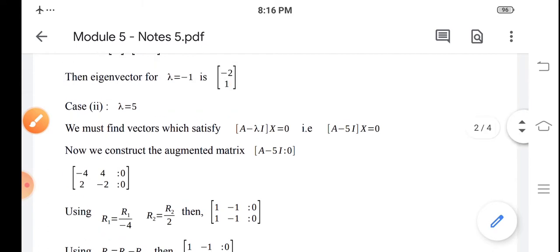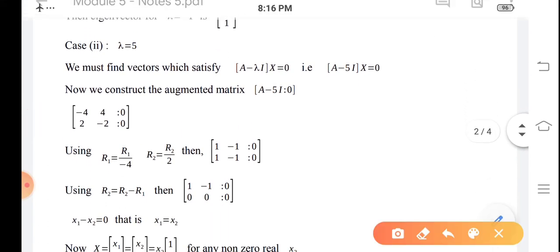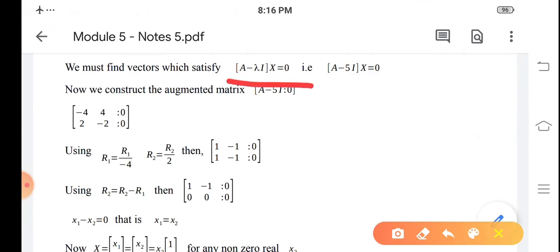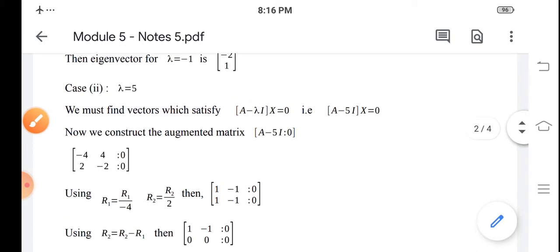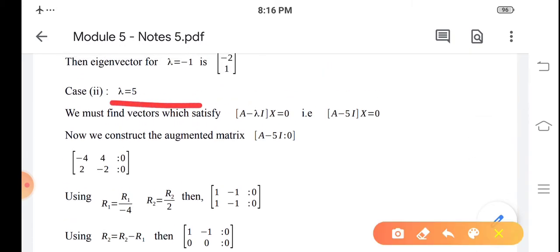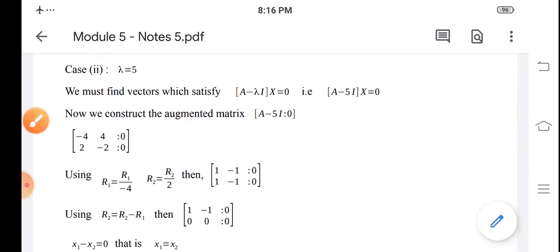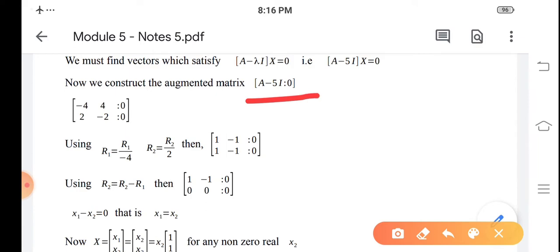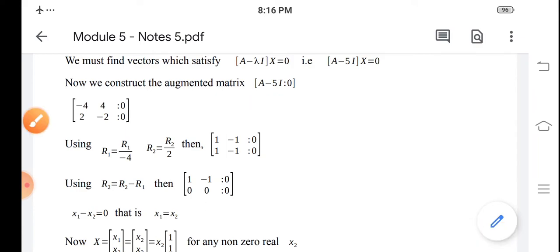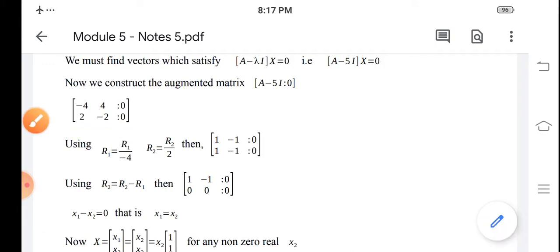Suppose we take lambda equal to 5. Then we find the vectors which satisfy the equation (A minus lambda I) x equal to 0. But since lambda equal to 5, we write (A minus 5I) x equal to 0. The augmented matrix is [A minus 5I | 0], that will be [minus 4, 4 | 0; 2, minus 2 | 0].